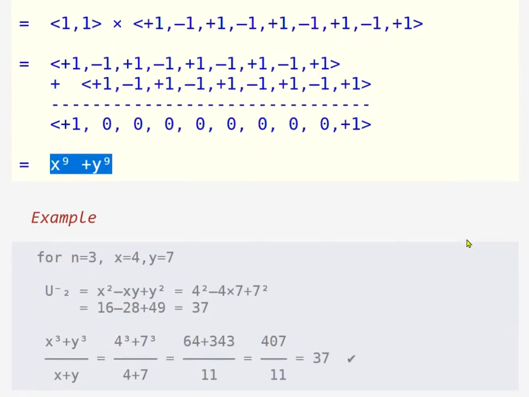Here's an example of evaluating a U neg Biser. For n equals 3, so we have the U neg 2, x equals 4, y equals 7, x squared minus xy plus y squared evaluates to 37. If we use this expression, x cubed plus y cubed over x plus y, that evaluates to 37. Correct.